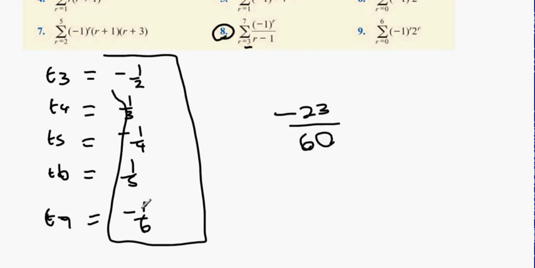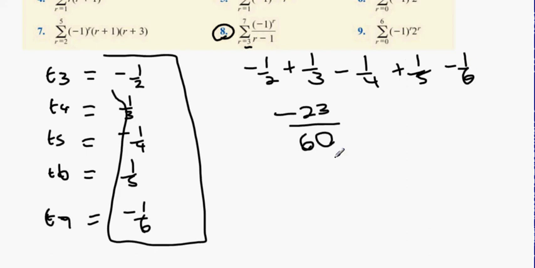So you're going to put all of these in the calculator. Minus a half, plus a third, minus a quarter, plus a fifth, and minus a sixth, and what you'll get is minus 23 over 60. Okay, moving on to question 12.